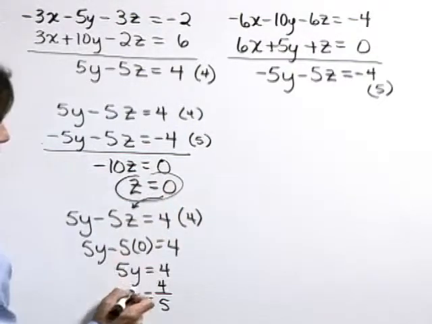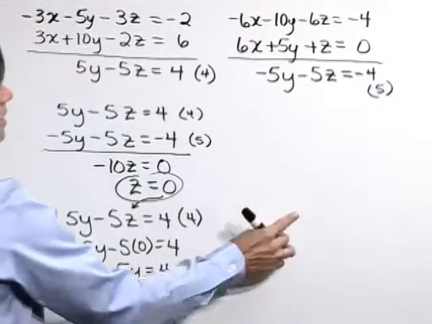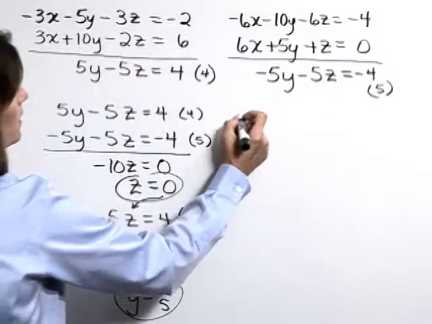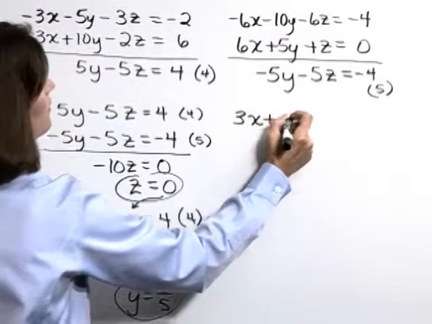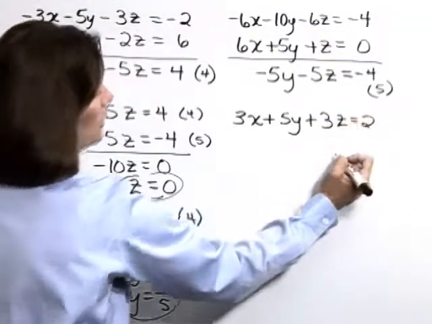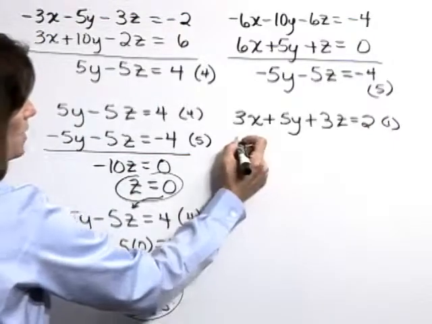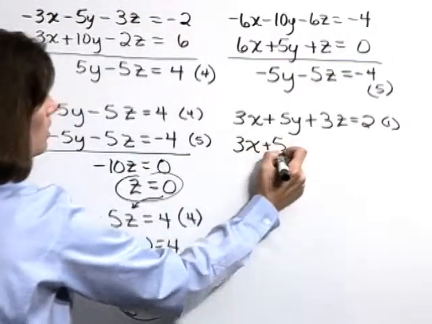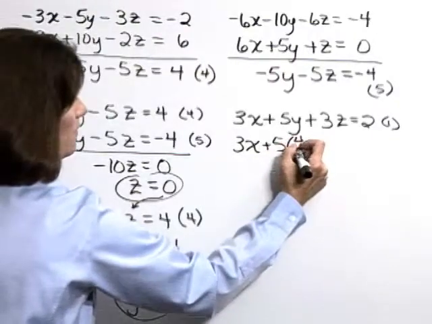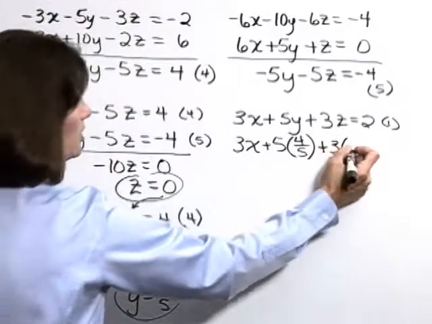So we've solved for 2 of our variables. As a last step, let's go back and solve for x. And I'm going to pick equation 1 to do that with. Equation number 1 is 3x plus 5y plus 3z is equal to 2. That's equation number 1. Now let's substitute our values that we know. We've solved for y and found that it is 4/5. We've solved for z. We found it to be 0.